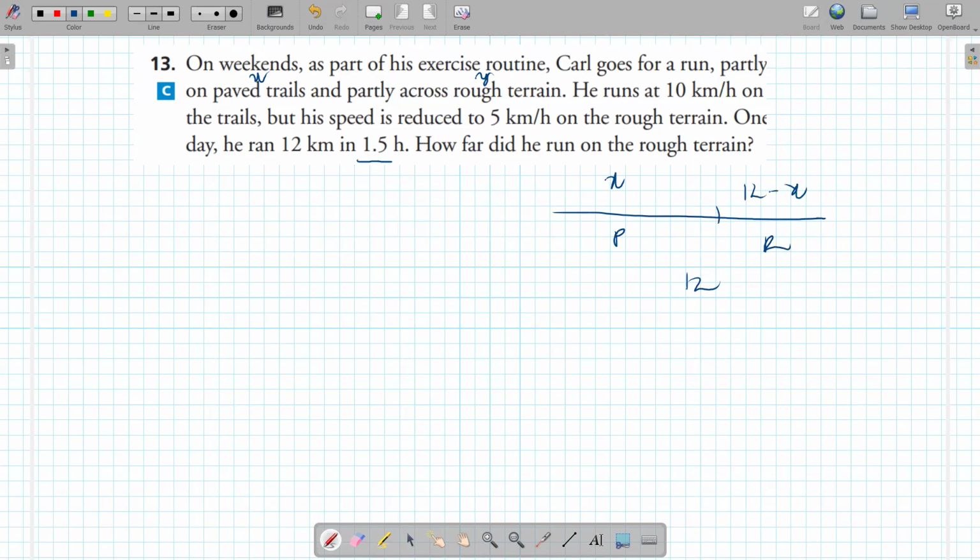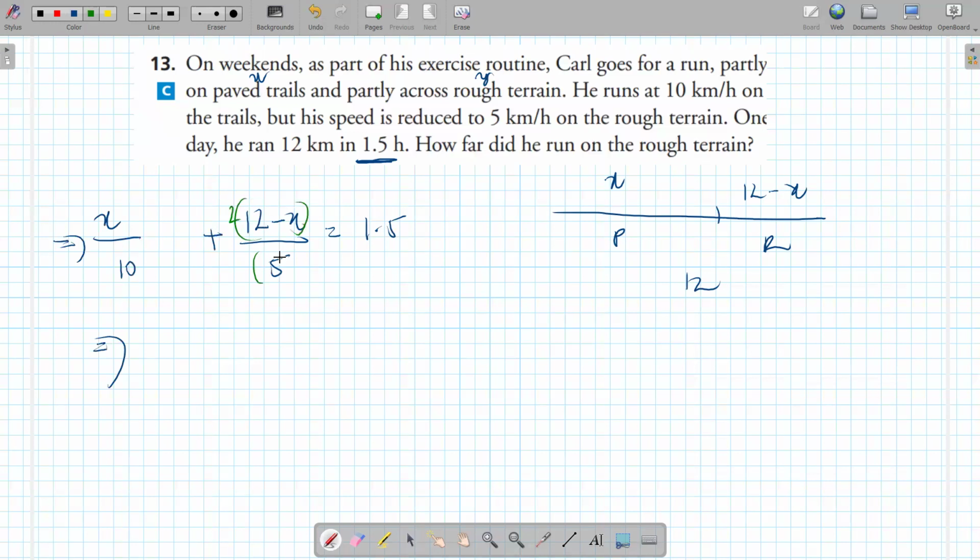Now they've given us time, remember. So we will have something plus something equals 1.5. What is this equation going to look like? X over 10 plus 12 minus X, the distance, over 5. There we go. So now this one's very simple from here.